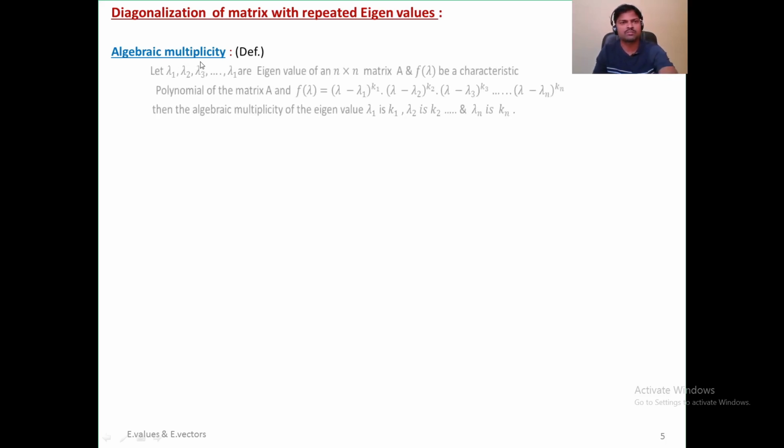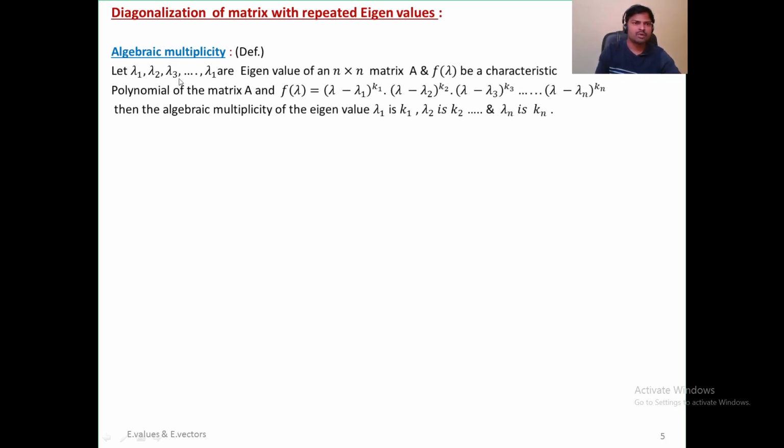First, algebraic multiplicity. Let lambda 1, lambda 2, and so on up to lambda n be the eigenvalues of an n by n matrix A. Since A is an n by n matrix, n eigenvalues exist. And let f of lambda be the characteristic polynomial of the matrix A, which is lambda minus lambda 1 whole to the power k1, lambda minus lambda 2 whole to the power k2, and so on, lambda minus lambda n whole to the power kn. This is the characteristic polynomial.